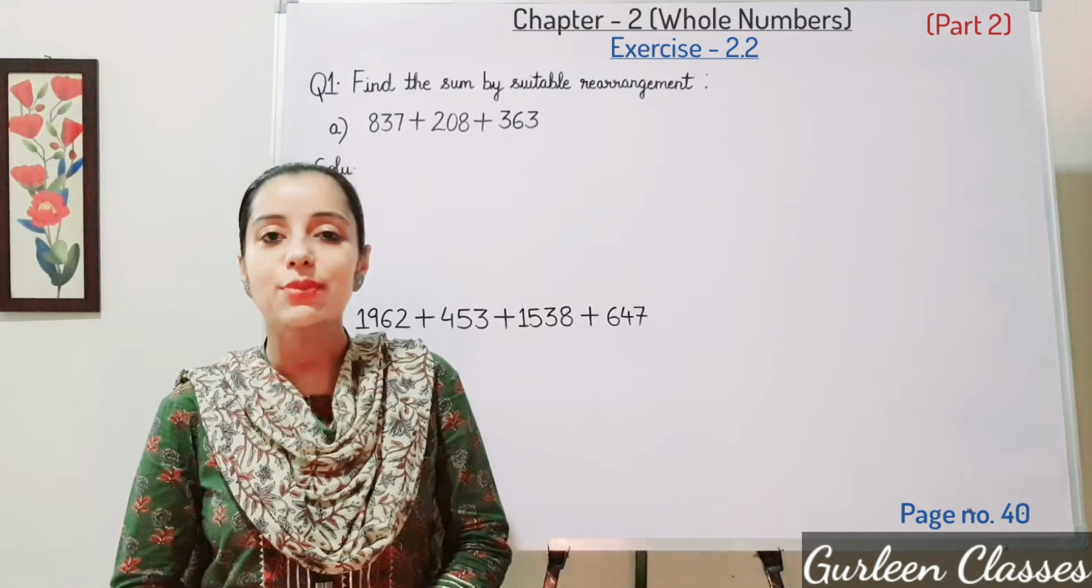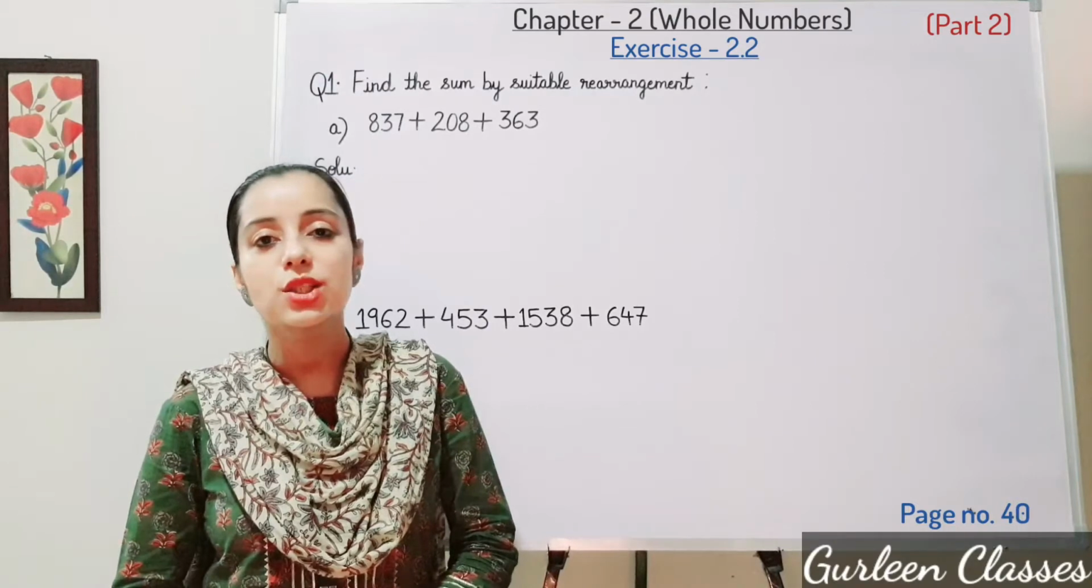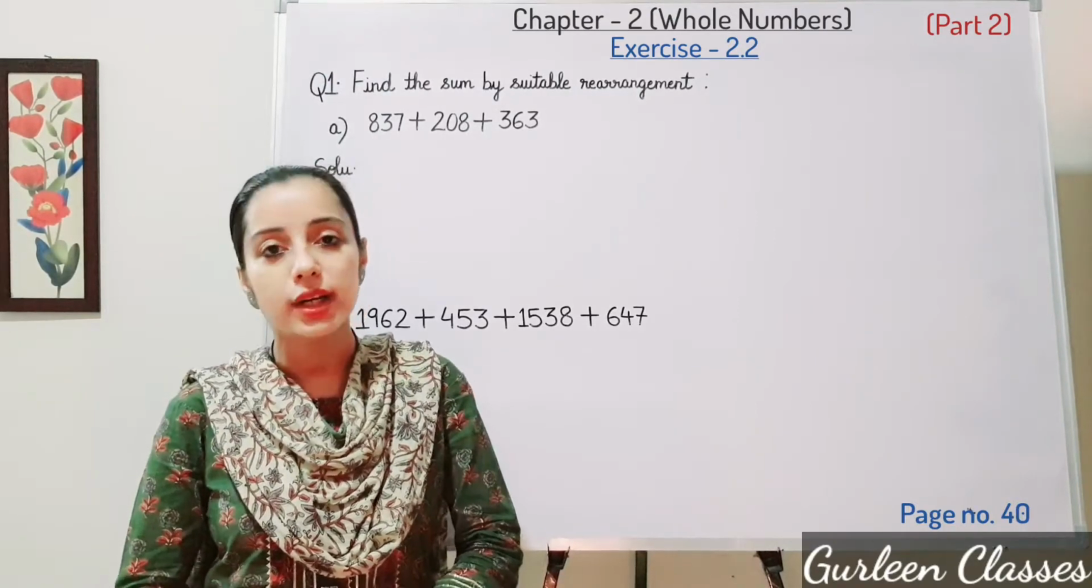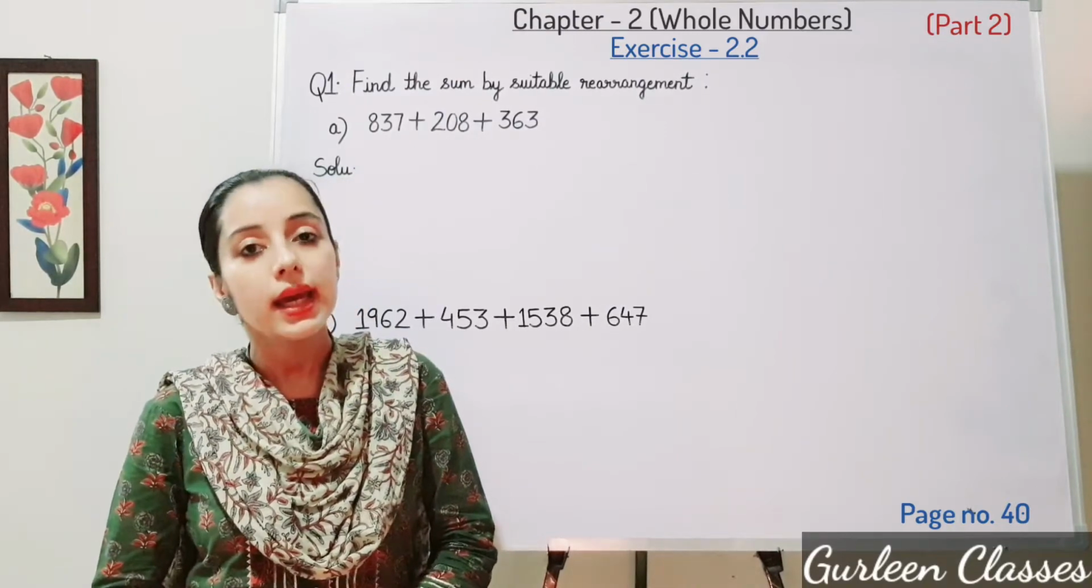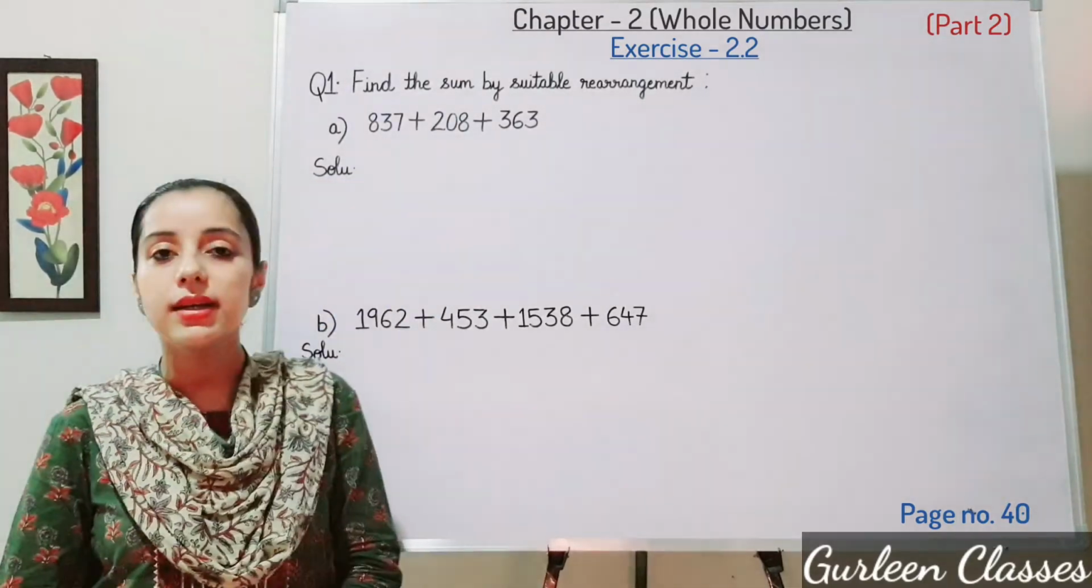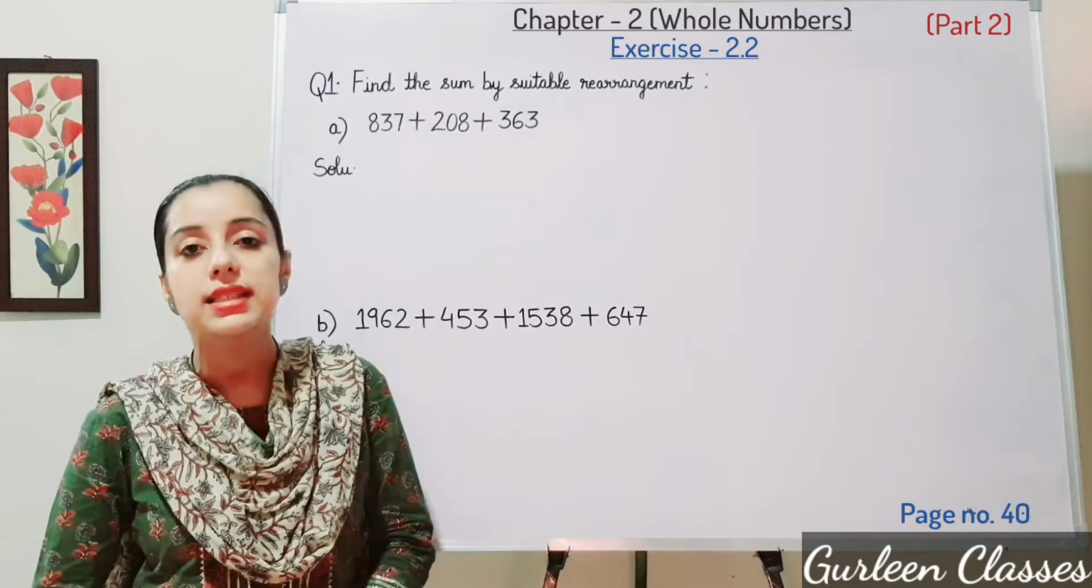So now let us start with exercise 2.2. So students, open a Maths NCERT book, page number 40. Question number 1. Find the sum by suitable rearrangement. A bar: 837 plus 208 plus 363.